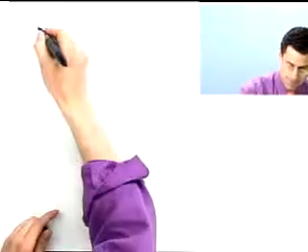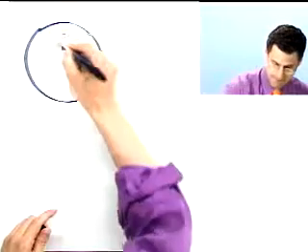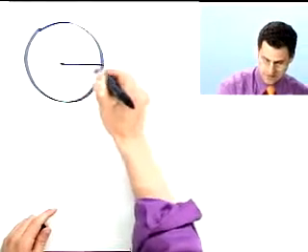So the real power of radian measure can be seen right out of the get-go by taking a look at what's referred to as arc length. Now, what is an arc length? Well, it's literally the length of an arc, the arc of a circle. So let's suppose I have a circle, and let's suppose it has radius r.